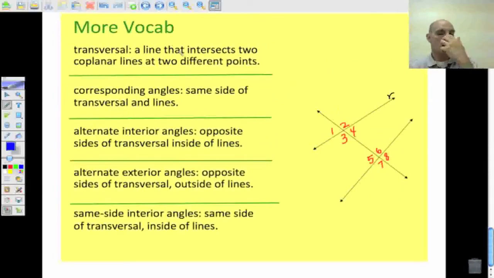Okay, so a little bit more vocab. A transversal is a line that intersects two coplanar lines at two different points. So we're going to call this little line here L. So line L is a transversal.